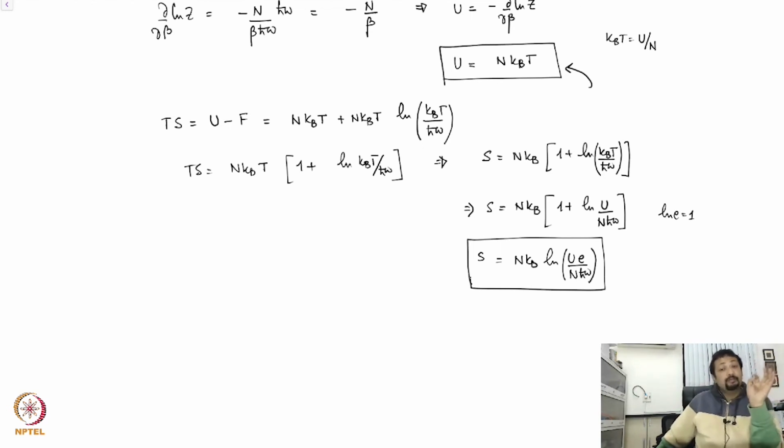With this, we come to the end of canonical ensemble, and next we are going to look at a different ensemble, which is essentially where you allow fluctuations in particle number as well as energy.